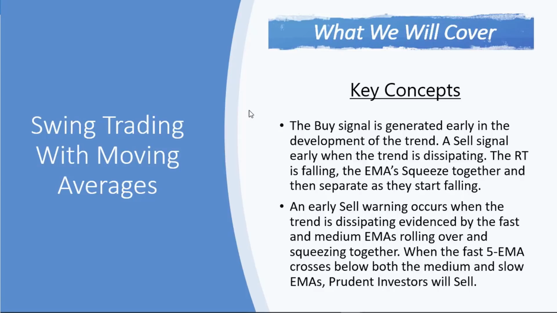An early sell warning occurs when the trend is dissipating, evidenced by the fast and medium EMAs, that's the 5 and the 8, rolling over and squeezing together. When the fast or the 5-day EMA crosses below both the medium and the slow, the 8 and the 13, we're going to look to exit the trade. But I did mention that there are earlier indications that you can take profits sooner. The 5 crossing below both the 8 and the 13 is your last line in the sand.